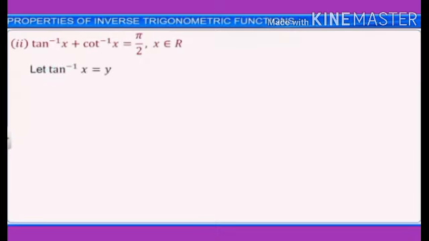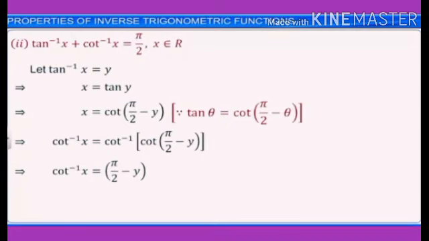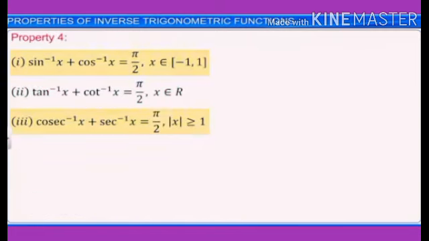Denote tan inverse x by y. This implies x is equal to tan y. Now, tan y is cot of pi upon 2 minus y. This implies x is equal to cot of pi by 2 minus y. Taking cot inverse on both the sides, we get cot inverse x is equal to pi upon 2 minus y, which can be written as cot inverse x plus y is equal to pi upon 2. Substituting the value of y, we get cot inverse x plus tan inverse x is equal to pi upon 2. The other two properties can be proved in a similar way.